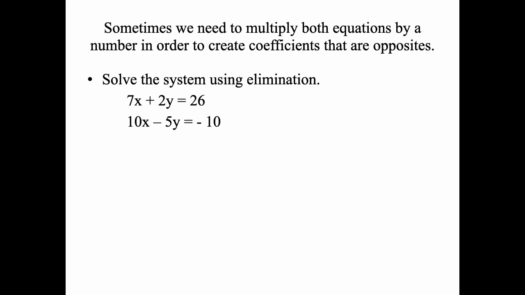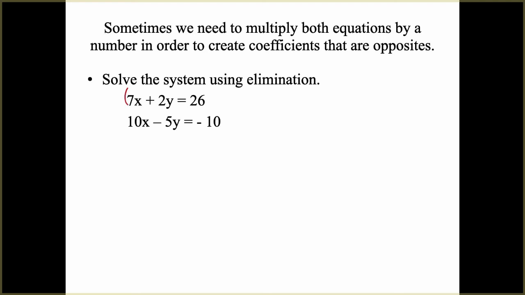And 2 and -5 are the easiest thing to get a common coefficient. And so what we can do is multiply the top equation by 5 to make a 10y. We can multiply the bottom equation by 2 to get a -10y. And then we can eliminate the y variable. So here we go. Multiply the top by 5. Multiply the bottom by 2.